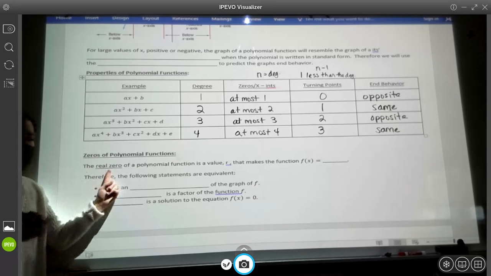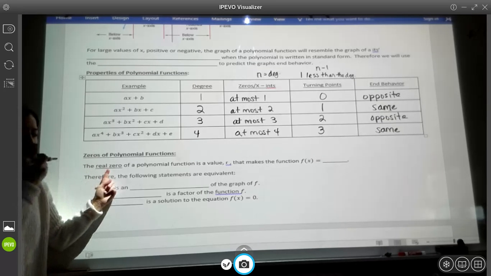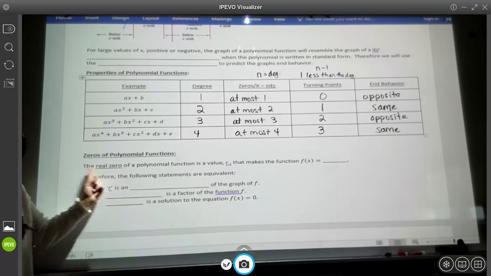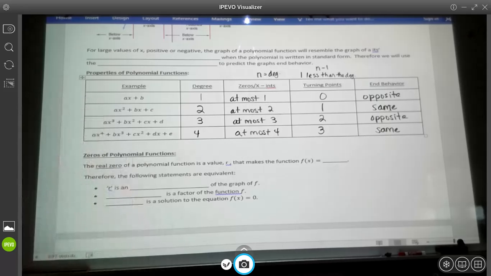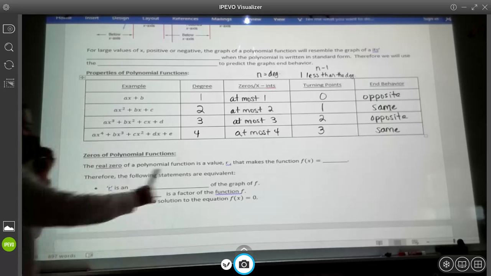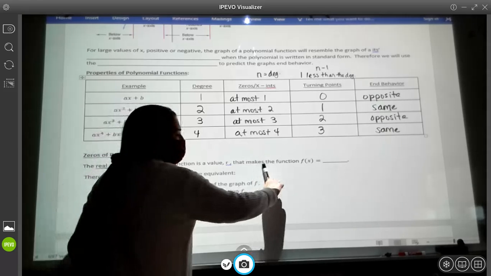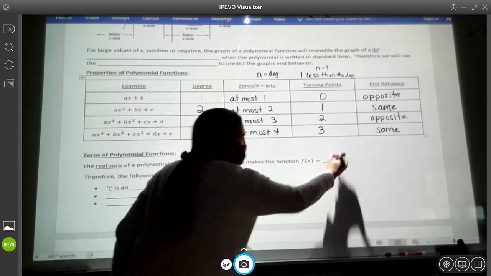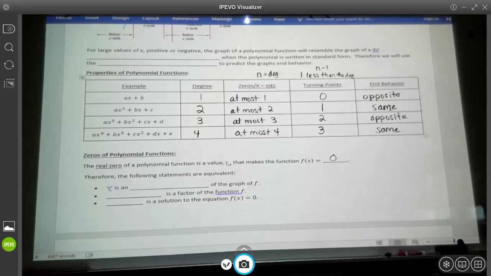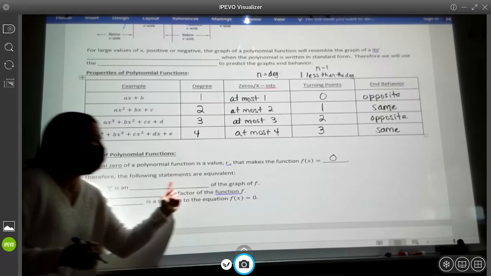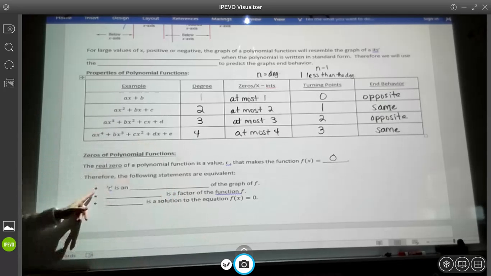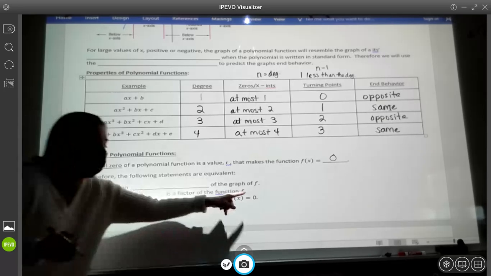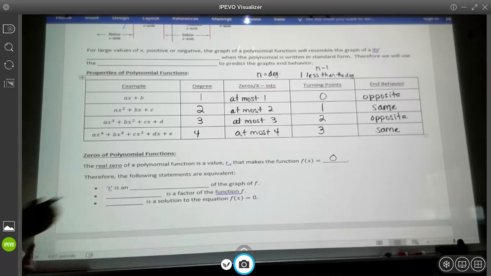The real zero, not imaginary ones, because they don't actually cross over the x-axis at complex ones. The real zeros of a polynomial function is a value r. So say r is a number that makes this equation equal 0. If r is a zero, that means it makes the function f of x equal 0. When you plug r into that function, 0 will come out. That's why it's called a zero. Therefore, the following statements are equivalent. Once you know r is a zero, then you can say r is a what of its graph? It's an x-intercept of its graph then.